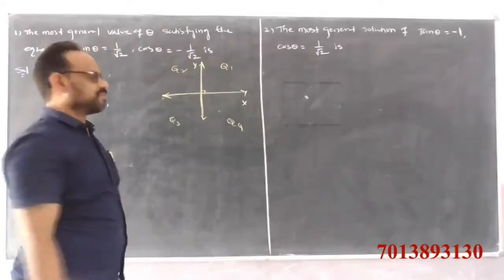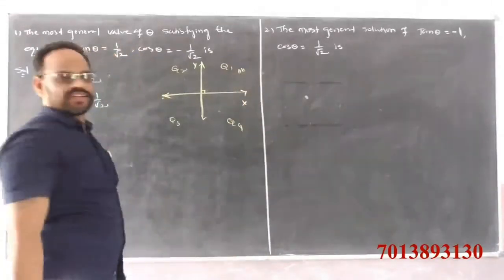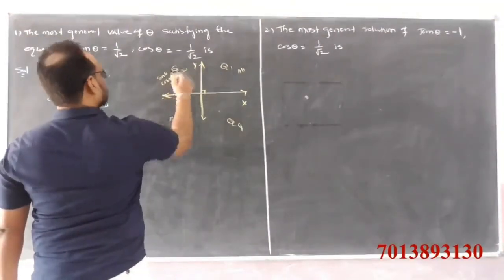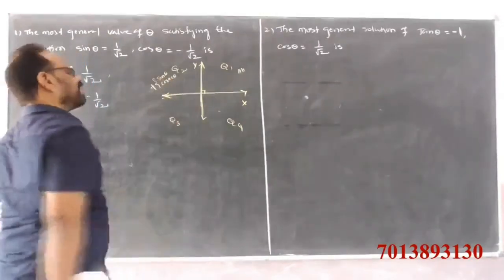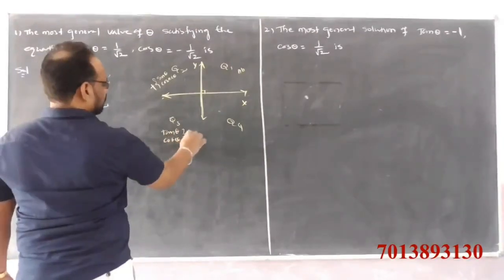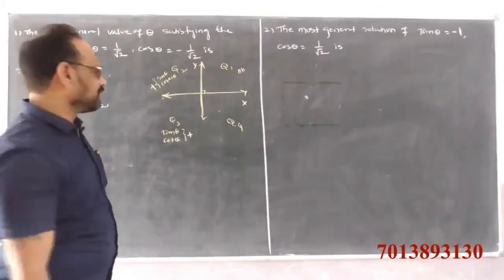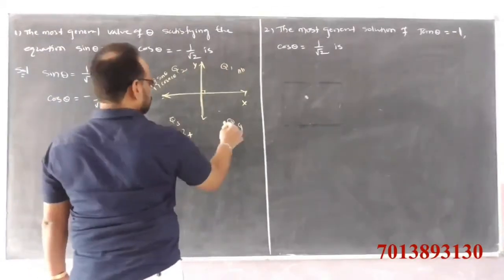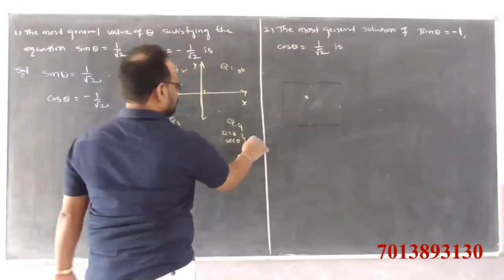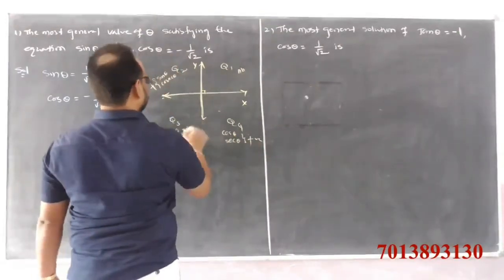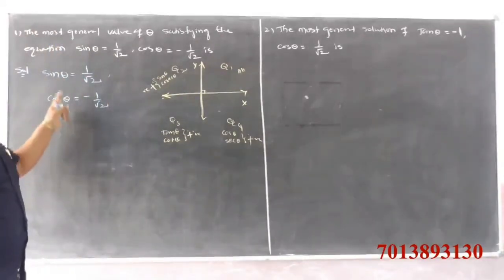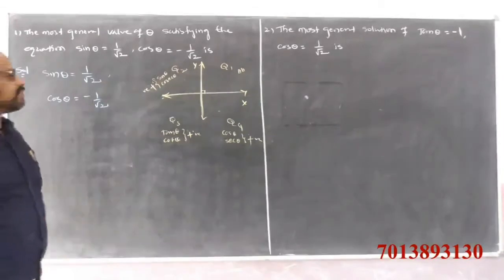Already we learned All Silver Tea Cups, that is, in Q1 all trigonometric ratios are positive. Silver means sin theta and cosec theta are positive, remaining are negative. T means tan theta and cot theta are positive, remaining are negative. Cups means cos theta and its reciprocal sec theta are positive, remaining are negative. So observe here, sin theta is positive, cos theta is negative.